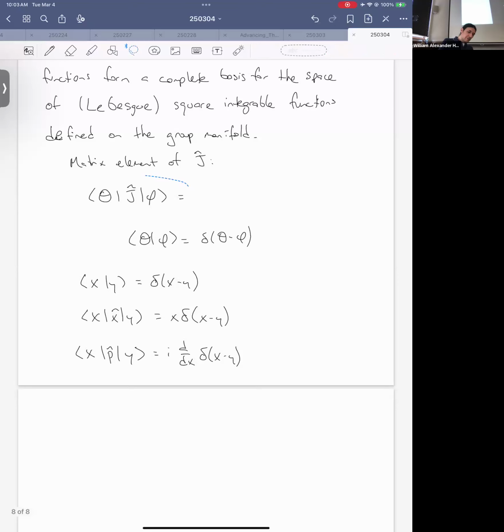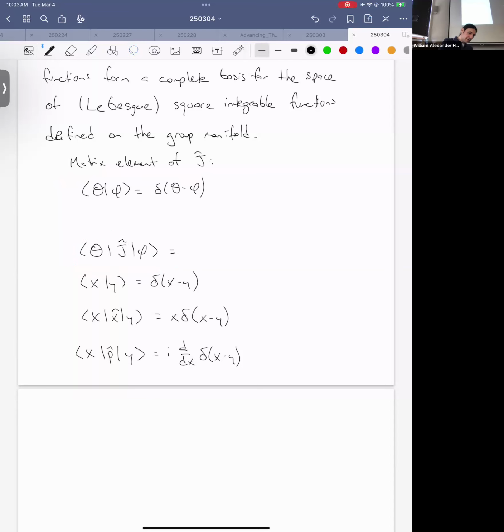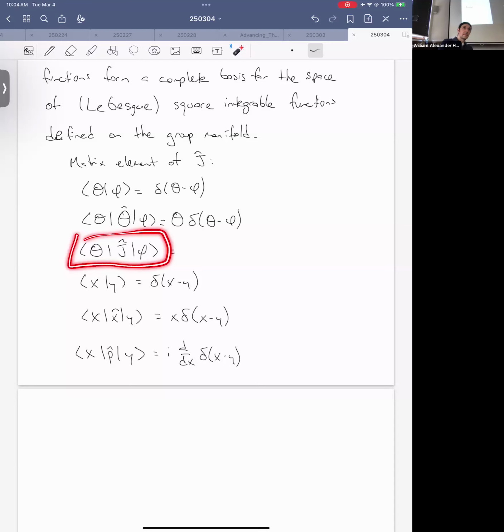All right. So analogously, what do you think is going to happen here? If I have the inner product of theta with phi as Dirac delta theta minus phi, and I think about the operator for which these kets are eigenstates, then this is going to be theta delta theta minus phi. But then this J operator, which is the generator of translations in theta, where P was the generator of translations in position, what do you think this matrix element will look like? Exactly, the derivative, i d by d theta delta theta minus phi.